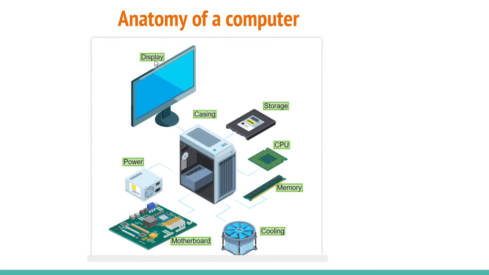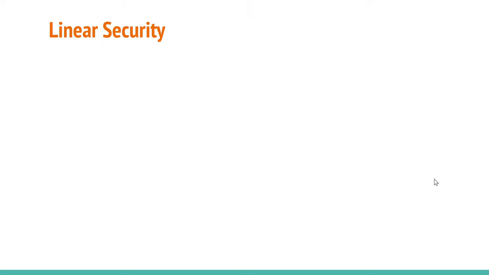Anatomy of a computer: display, casing, storage, power, CPU, memory, cooling, motherboard. This is the display, this is the casing, and for the cooling, you know how a computer makes sounds when it's on? It's the cooling that's causing all of that.